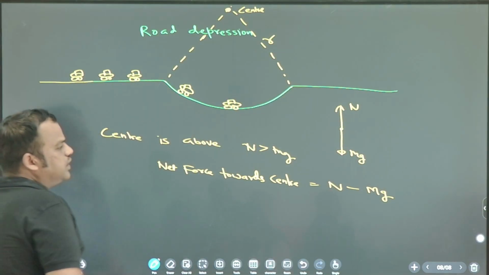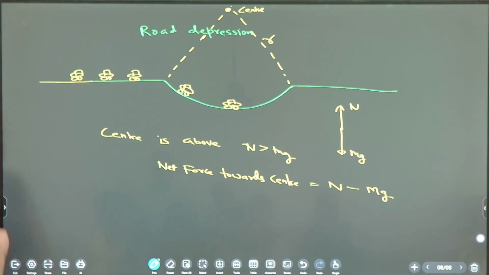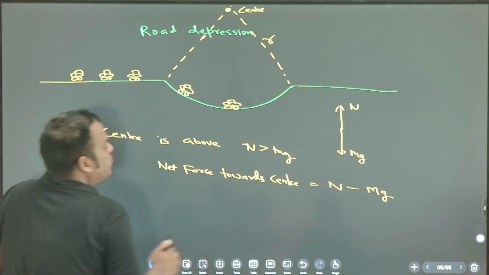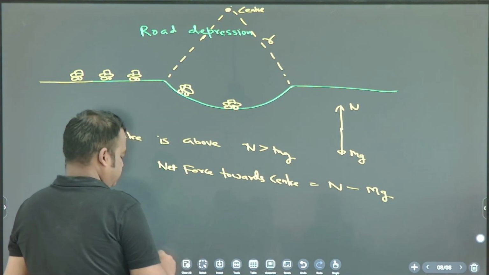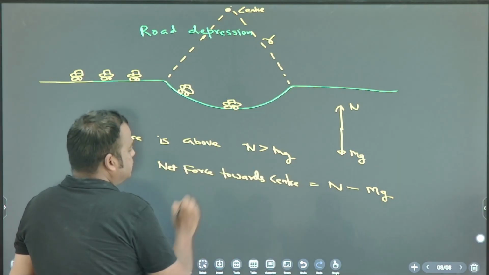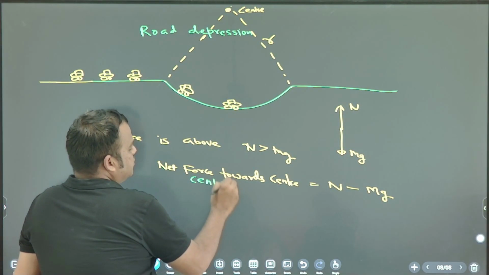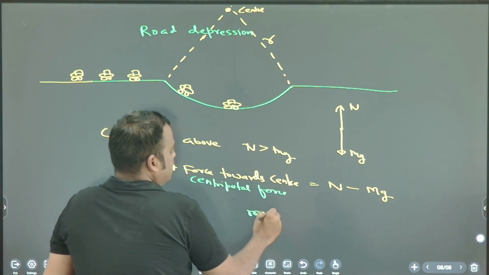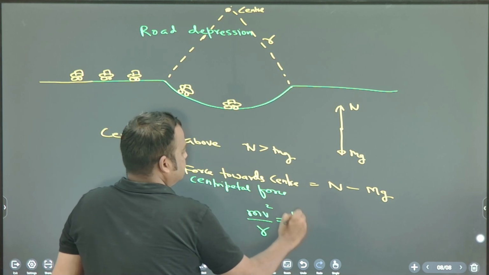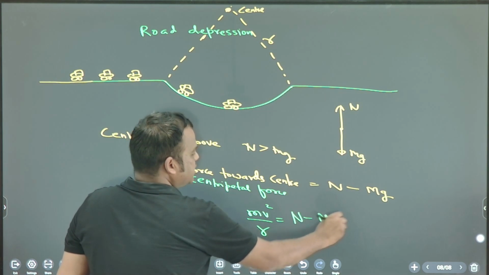Net force towards center is N minus mg. And what is the formula for net force towards center? It is centripetal force, mv square by r. So this is centripetal force. So mv square by r is equal to N minus mg.